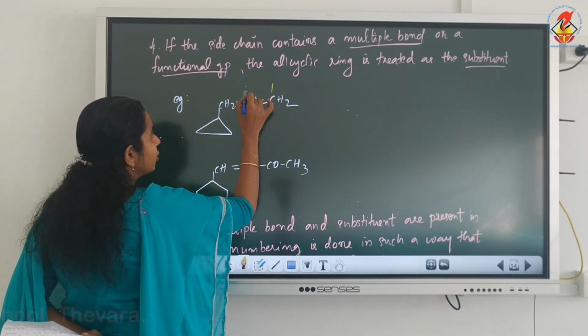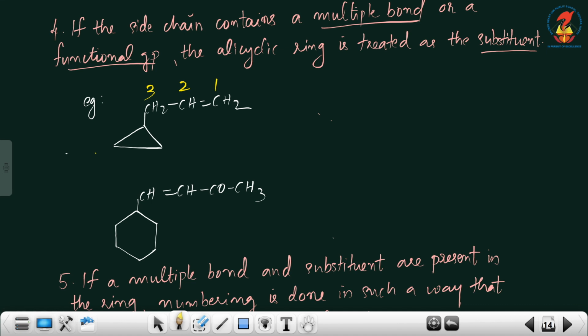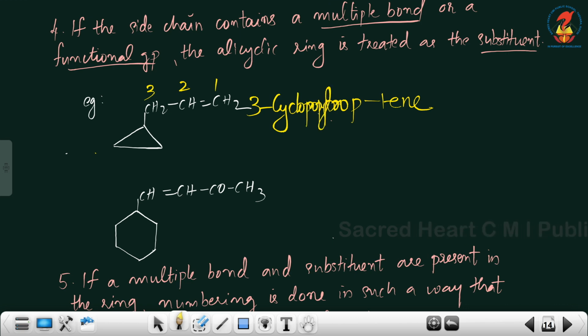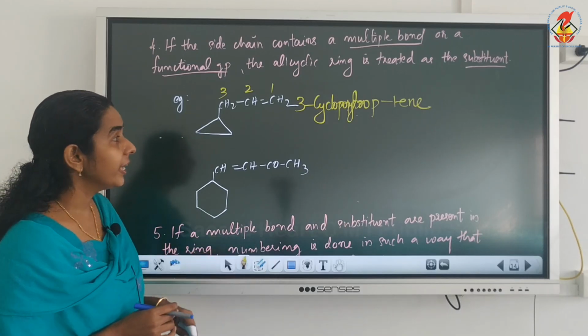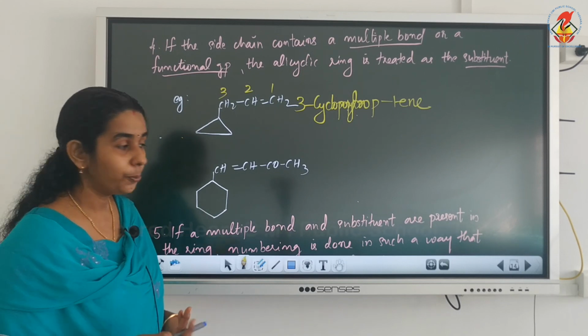So 1, 2, 3. 3 carbons means it is prop, then it is prop-1-ene, and on the third carbon there is a cyclopropyl group. So what is the name of the compound? It is 3-cyclopropylprop-1-ene, or cyclopropene.